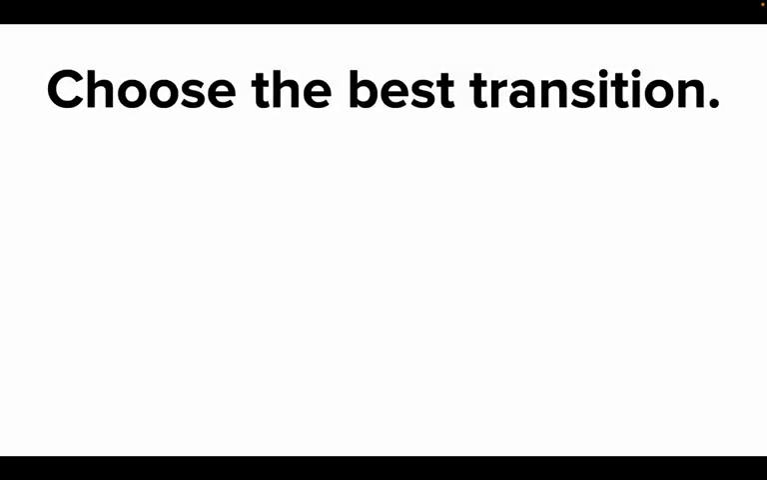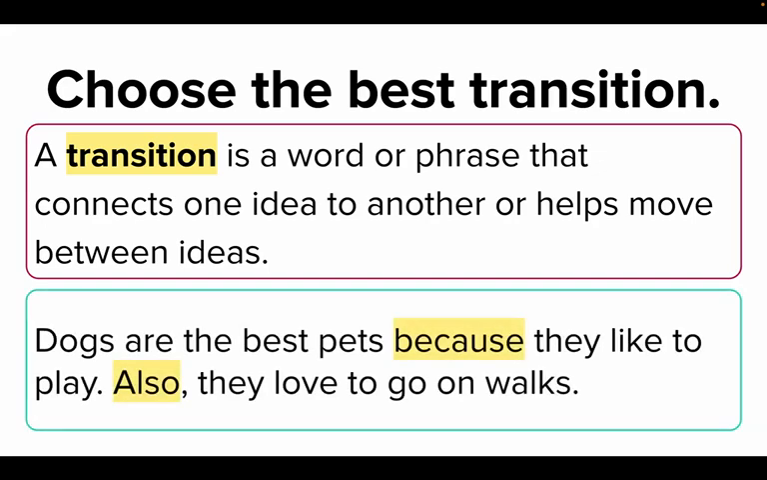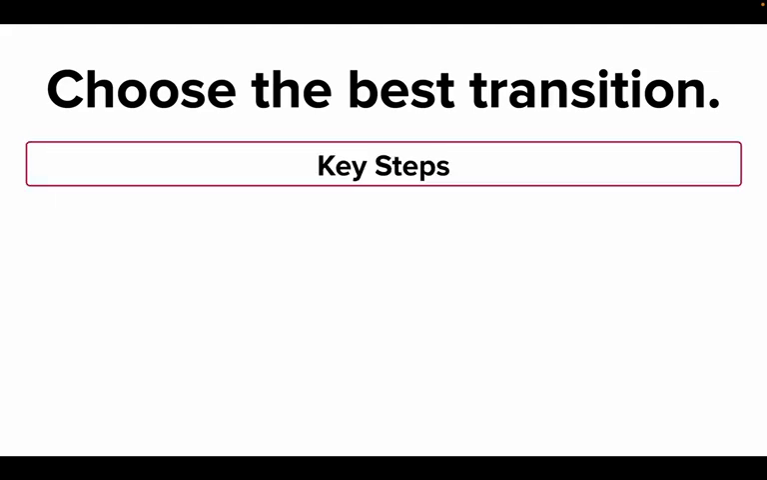Choose the best transition. A transition is a word or phrase that connects one idea to another or helps move between ideas. Let's look at an example. Dogs are the best pets because they like to play. Also, they love to go on walks. The words because and also are transitions that connect ideas or help move between ideas.